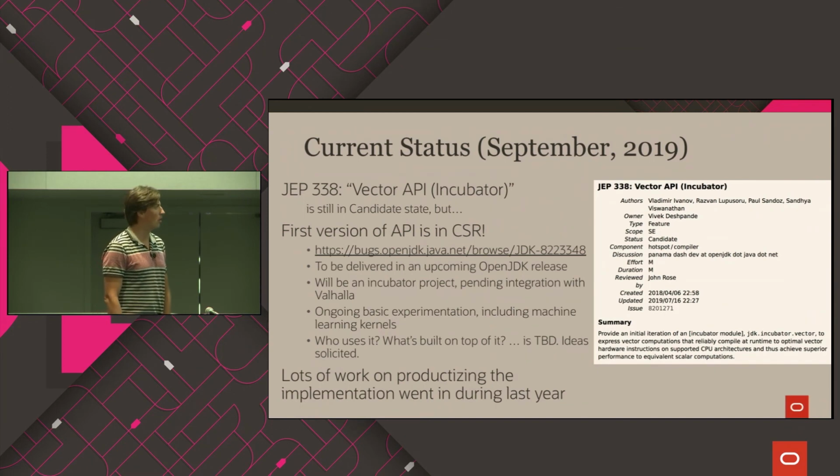Once it's over, the plan is to get the JEP moving to propose to target and get it in an upcoming JDK release. As I mentioned, it should be an incubator project pending integration with future language and VM features. There are experiments going on with it, but we expect more adoption and more experiments once it's part of a JDK release. During the past years, lots of work went into productizing the implementation. Right now, I would call it a feature complete state, so all the functionality is there. There are still bugs being fixed, and some inefficiencies, but the progress during the past year was significant.